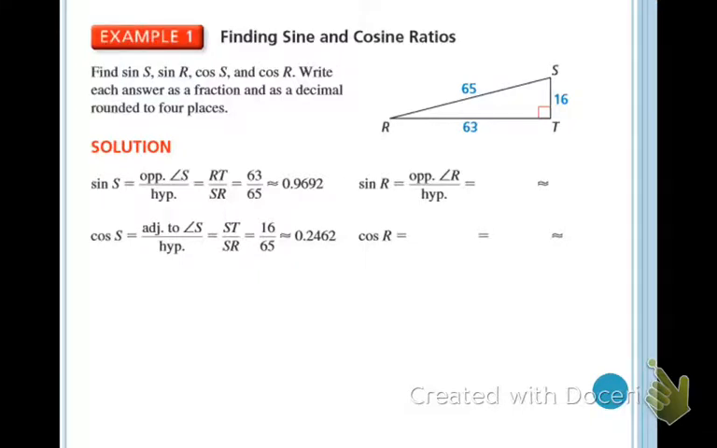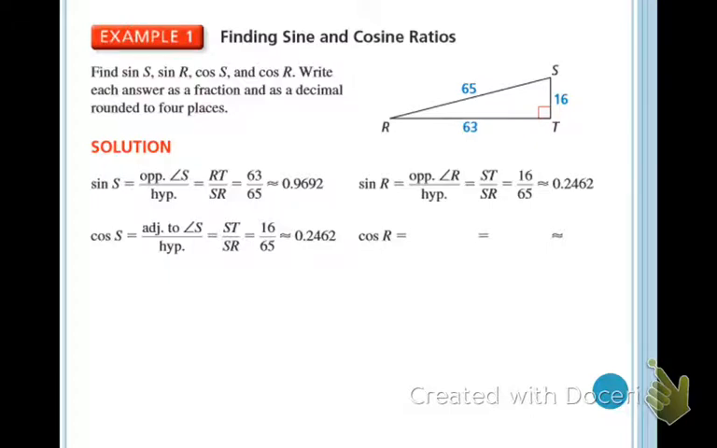Sine is still opposite over hypotenuse. So what is my new opposite? 16. And my hypotenuse is 65. We've already done this one. What is 16 divided by 65? 0.2462. They're the same. There is a reason for that, and you'll learn that in a minute.